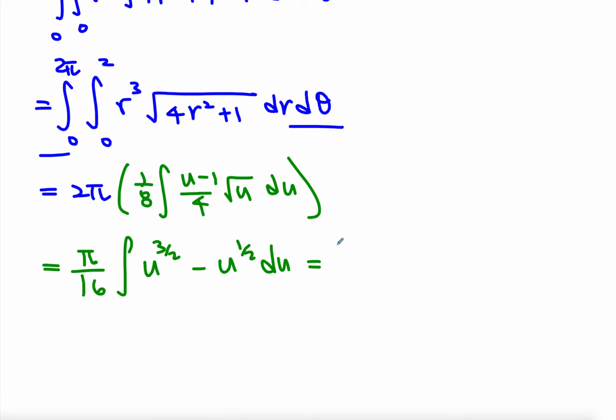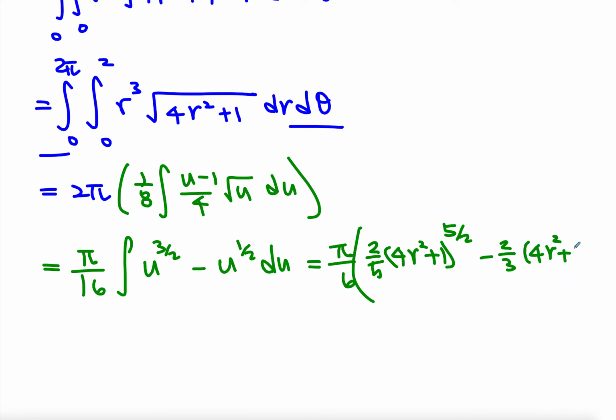So when you integrate this one, pi over 16, and we have 2/5. But what was u? u was 4r squared plus 1, so we have (4r squared plus 1) to the 5 over 2 power. And then minus 2/3 (4r squared plus 1) to the 3 over 2 power, from 0 to 2. So let's plug in 2 here.